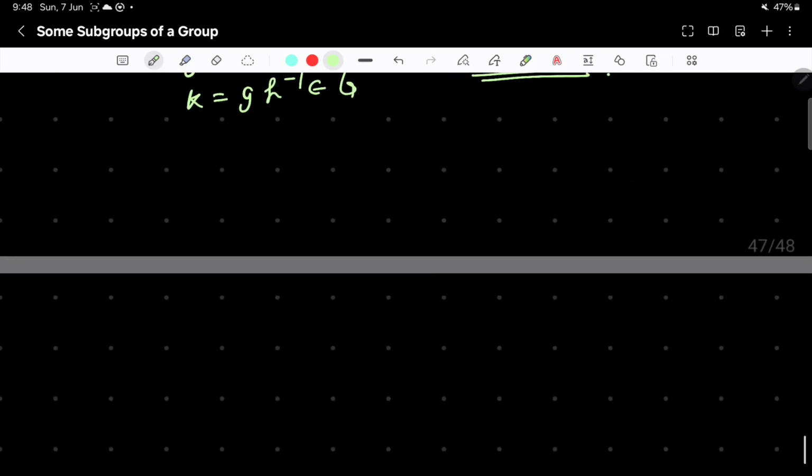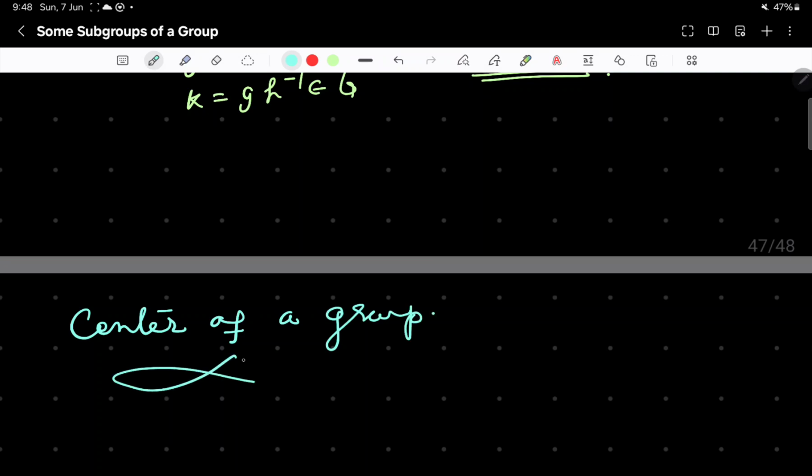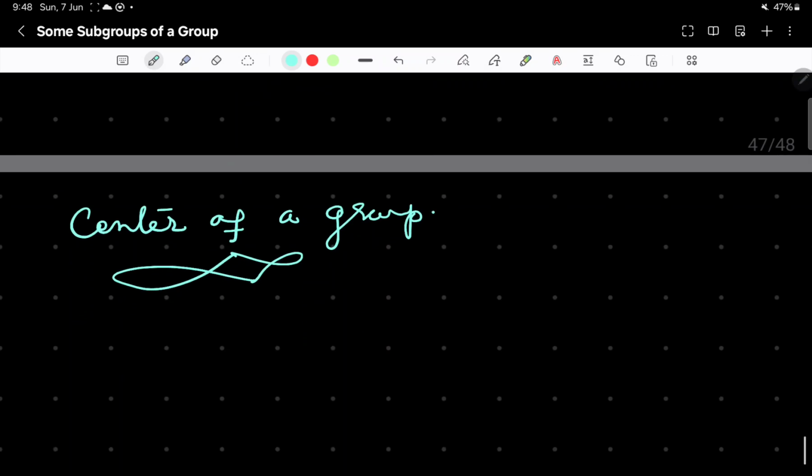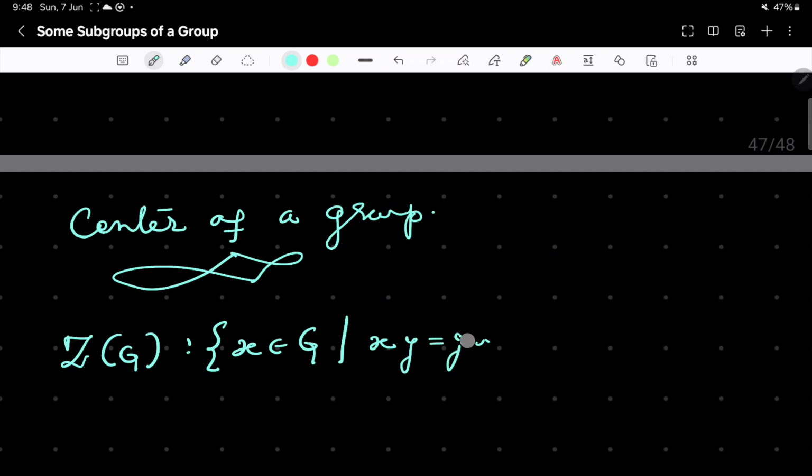So that means it is a subgroup. Okay. Now let's look at one more thing. It's a very popular one, what we call the center of a group. So what do we mean by the center of a group? The center of a group is denoted by Z of G. G is a group, then Z of G is a collection of all elements x in G where x commutes with everybody in G. Okay, so you should write it like that.